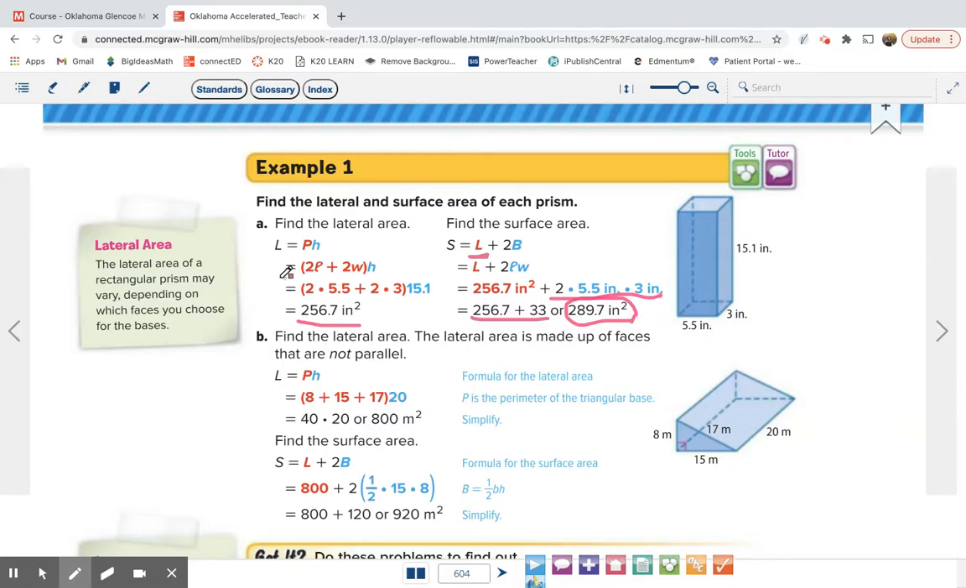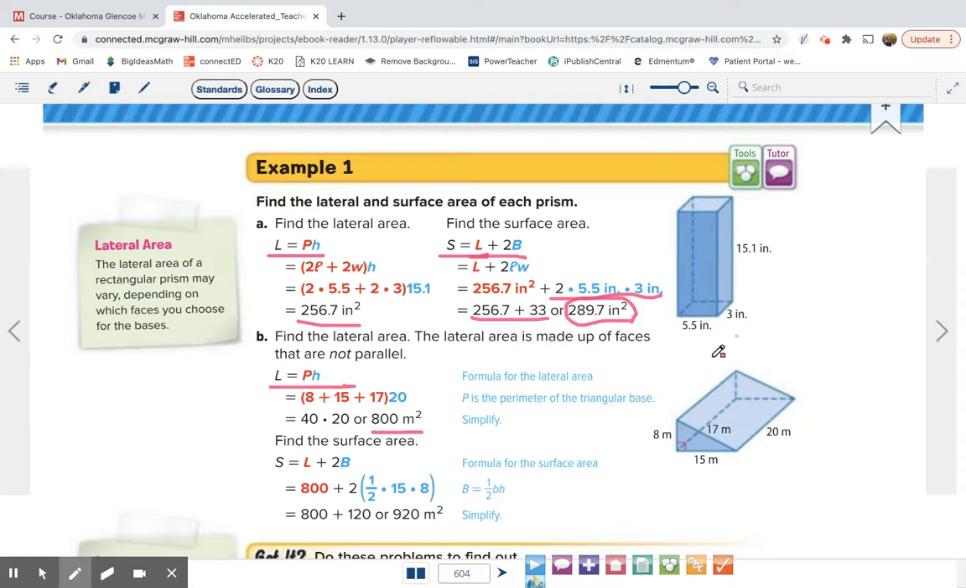Okay, so the next one. I know this maybe seems complicated because we have 2 equations, but just remember you're just plugging numbers in. So now we have a triangular prism. You still start out with lateral area is capital PH, perimeter of the base. In a triangular prism, the base is a triangle. So we have the perimeter of that triangle, 8 plus 15 plus 17, times the height of the whole figure. That is how we get our lateral area, which comes out to 800 meters squared.